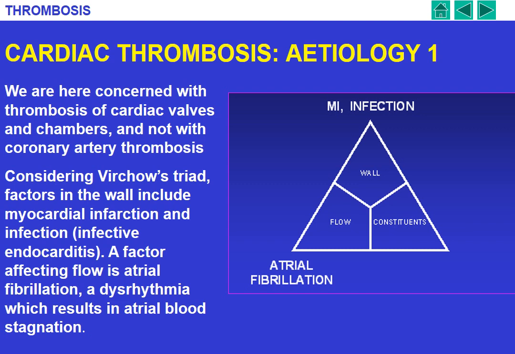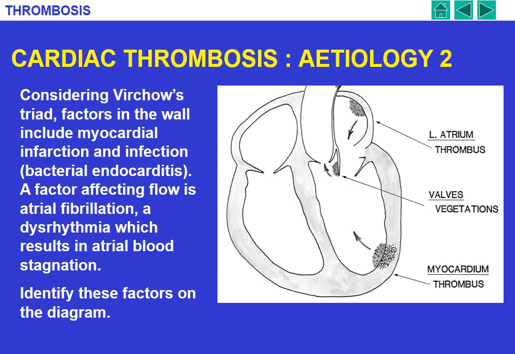A factor affecting flow in the cardiac chambers is the dysrhythmia known as atrial fibrillation. This dysrhythmia causes blood to stagnate within the atria, and this stagnation promotes a tendency to thrombosis. This slide illustrates the three commonest sites of thrombosis in the cardiac valves and chambers.